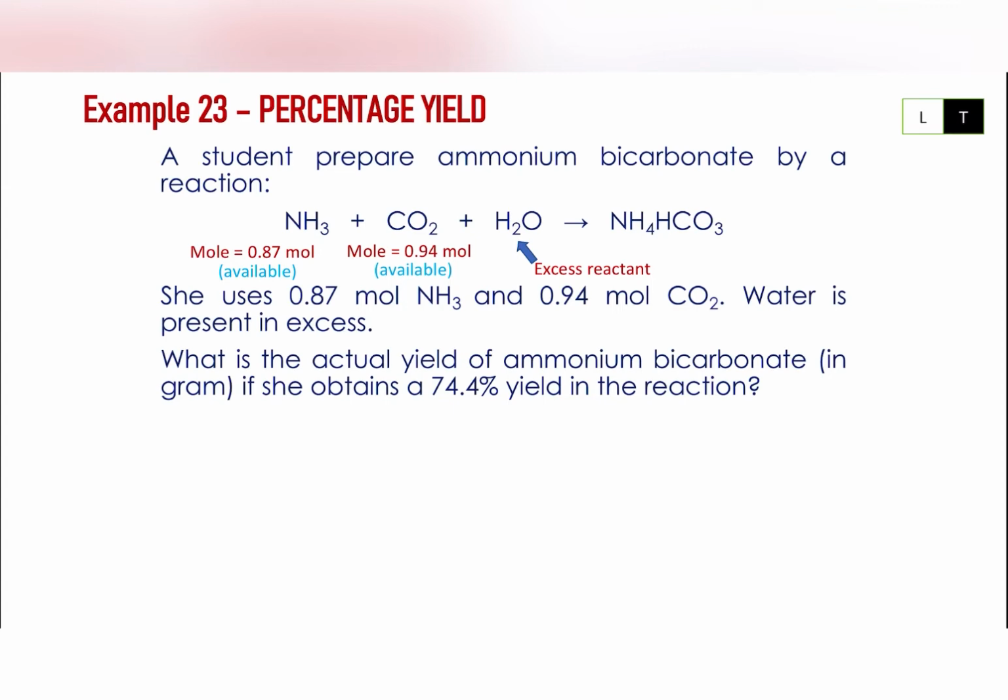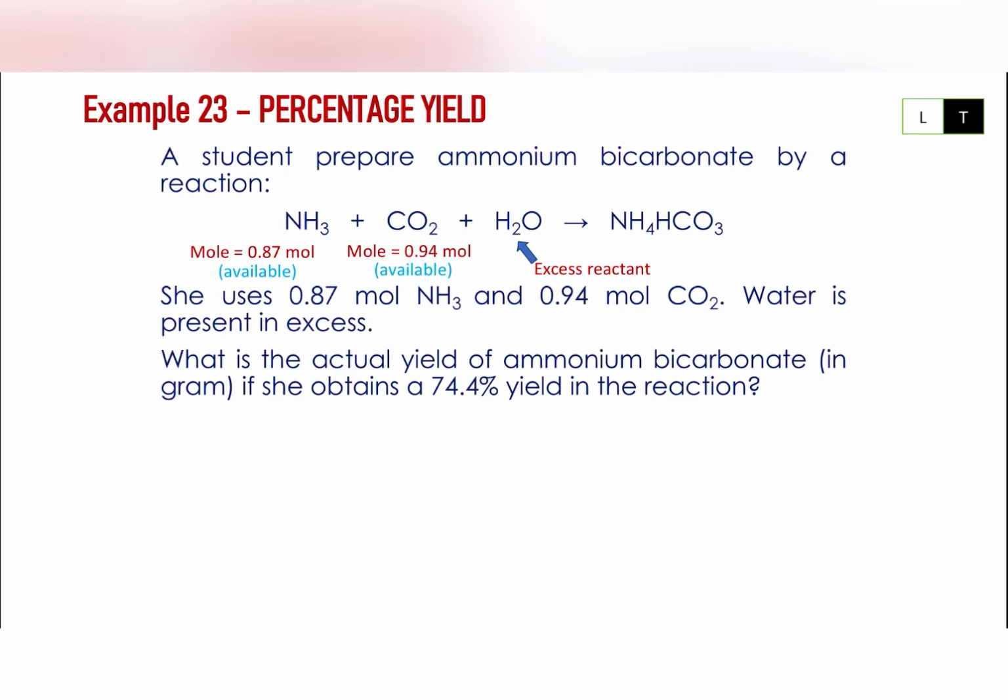Now we are going to continue how to determine the actual yield for ammonium bicarbonate in gram if she obtains 74.4% yield in this reaction. So first thing first, I got mole for both reactants. Automatically, I have to determine which one is going to be limiting reactant.